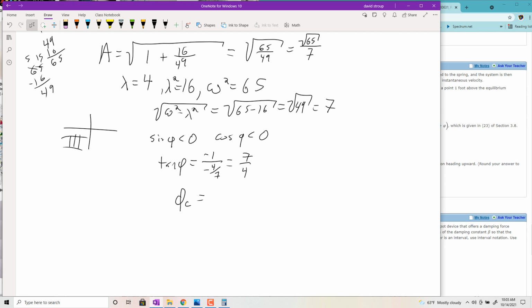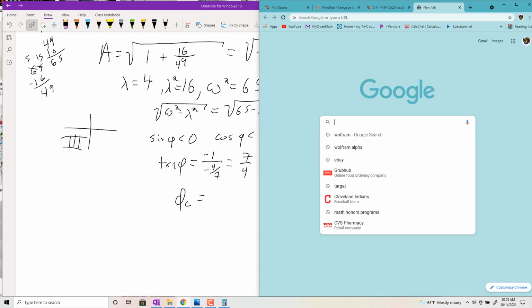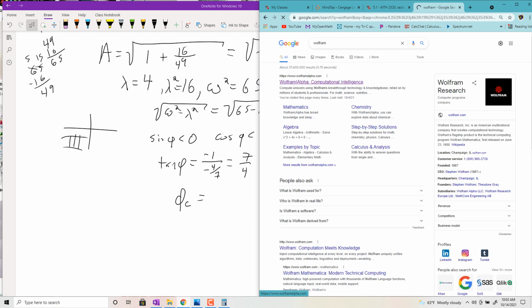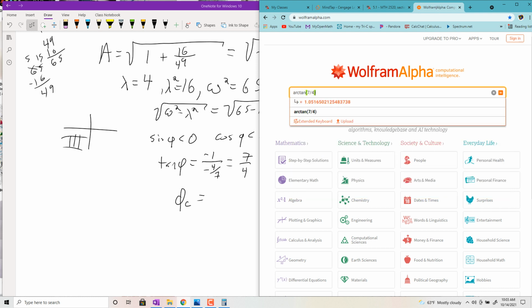Alright, so clear, tan inverse of 7/4. Of course, my calculator's dying. Every time I hit the enter button, my calculator dies a little inside, so I'm going to have to go to Wolfram. Wolframize it. Alright, so arctan of 7/4 is about 1.0516.